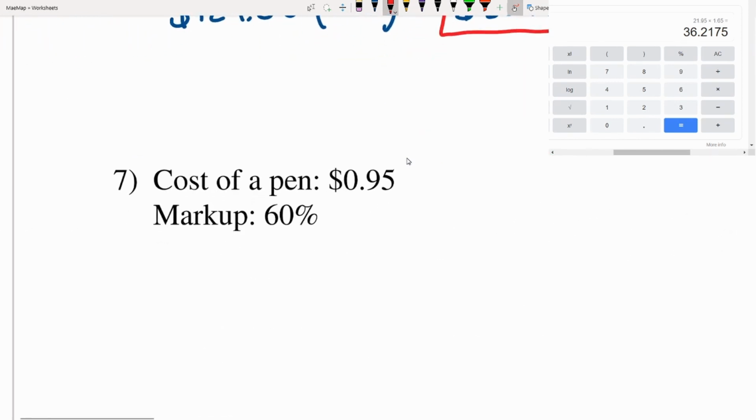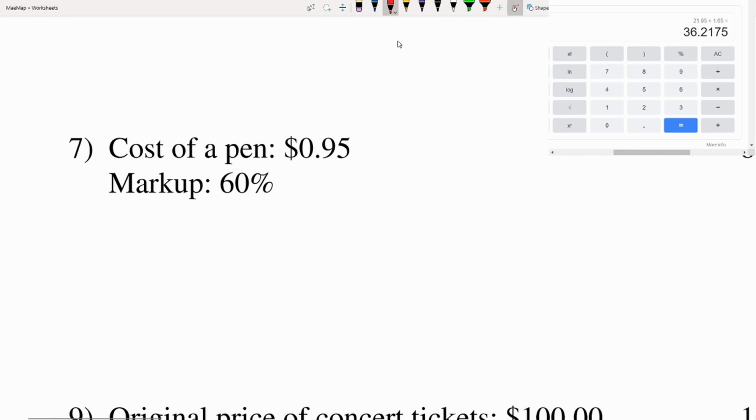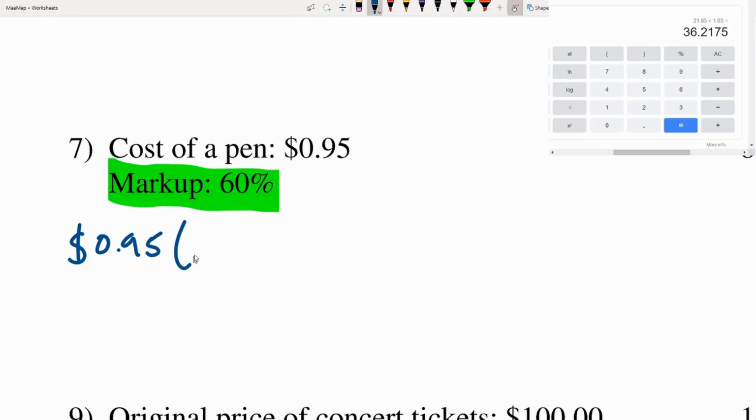For number 7, the cost of a pen is 95 cents, and we have a markup of 60%. So that original purchase price of 95 cents multiplied by 1.60, or 1.6, that's going to give us, going back to our calculator, 0.95 times 1.6 is $1.52.